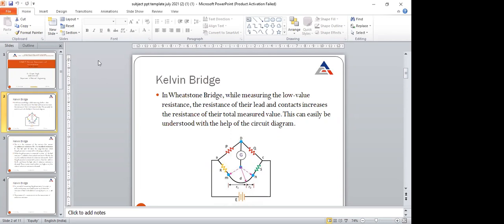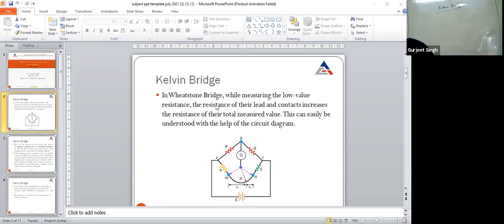To overcome this drawback, we use the Kelvin bridge. Students, this is the circuit diagram of the Kelvin bridge. Kelvin bridge is of two types. First we have the simple Kelvin bridge, and the second type is the Kelvin double bridge. This is the circuit of the simple Kelvin bridge. It is a DC bridge.